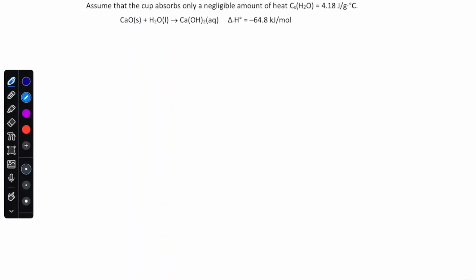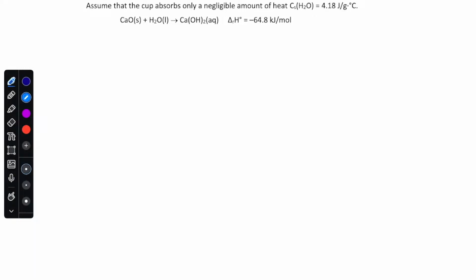33. 10.1 grams of calcium oxide is dropped into a styrofoam coffee cup containing 157 grams of water at 18 degrees C. If the following reaction occurs, what temperature will the water then reach? Assume the cup absorbs only a negligible amount of heat. And so what we're going to be doing is dissolving that calcium oxide, and we want to be able to get our delta H from that.